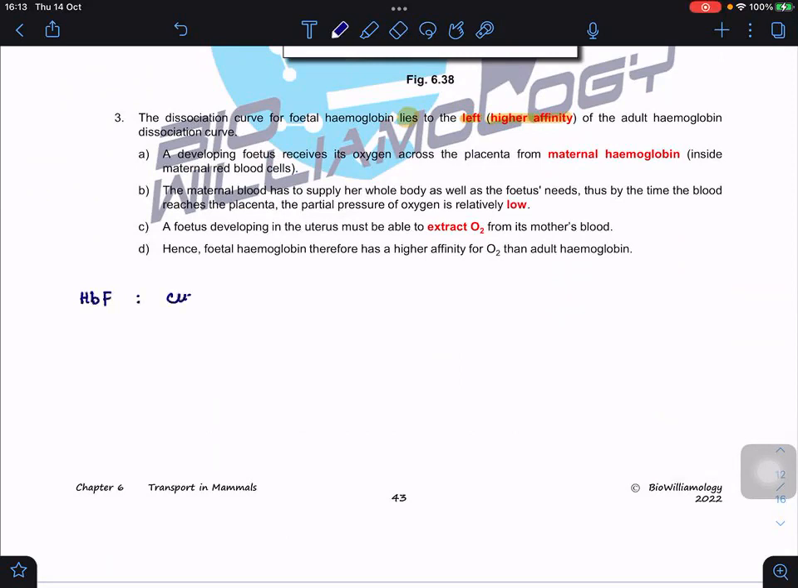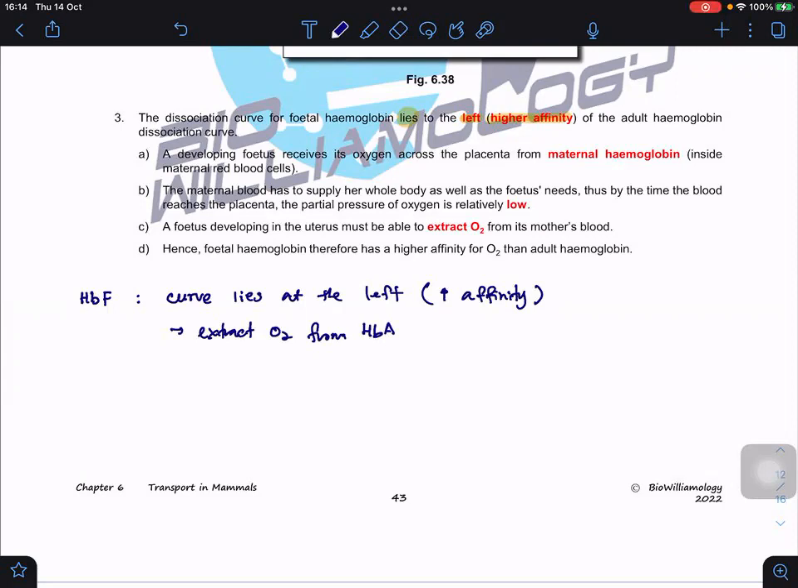The curve is located or lies at the left. At the left means increased affinity. Why increased affinity? Because they have to extract O2 from adult hemoglobin. Therefore, they have to have the higher affinity.